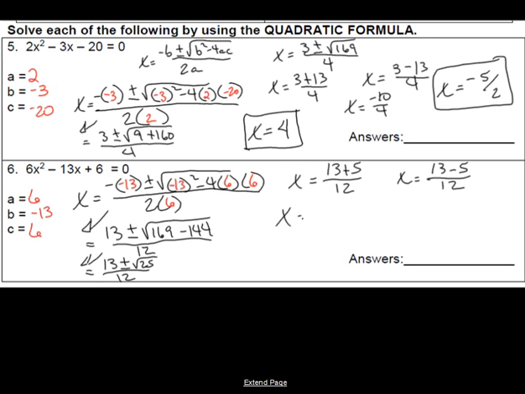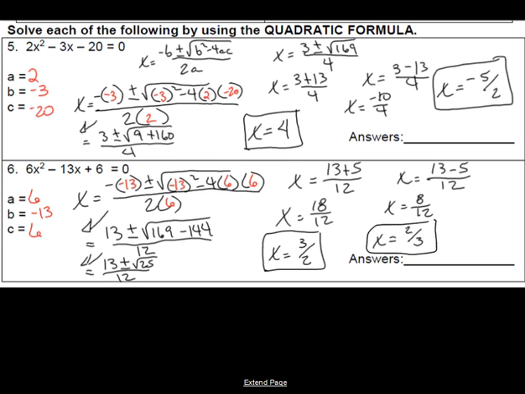The one on the left is going to be x equals 18 over 12. You can simplify that by taking out a 6. So x equals 3 halves. The one on the right, x is equal to 8 over 12. We can reduce it by taking out a 4. So that's going to leave us with 2/3. And there are 2 answers for that one.